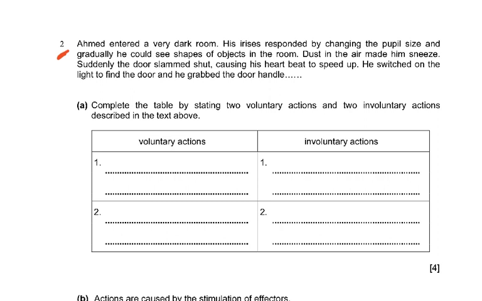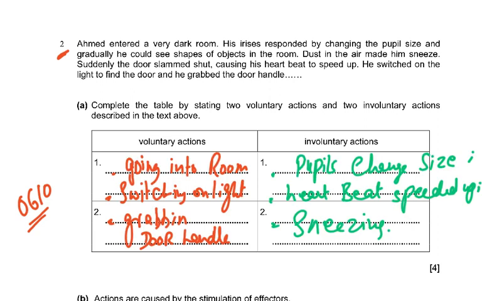This is a little bit on the 0610, so don't get upset if you are the 5090 ones. So what was the voluntary? Going into the room, switching on the light, grabbing the door handle. What was the involuntary? Pupils changed size, heartbeat speeded up, sneezing.